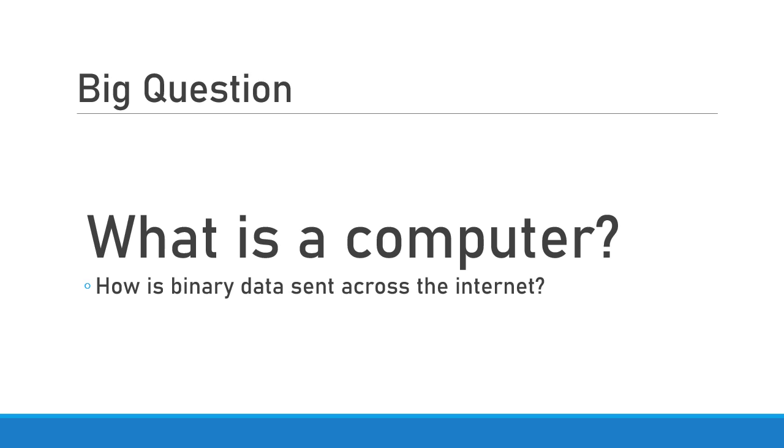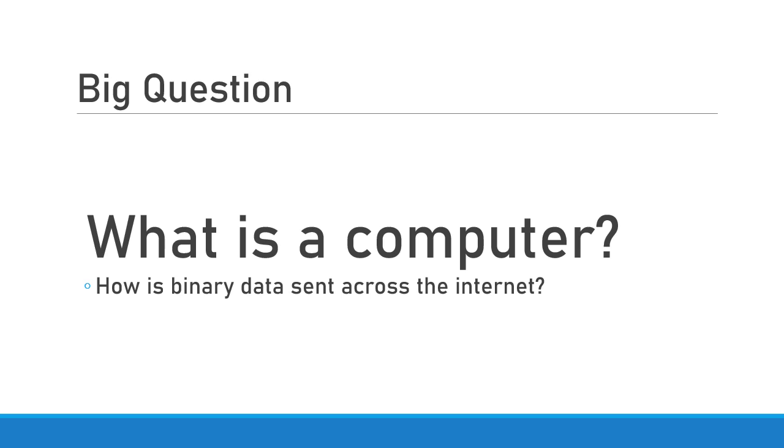Hi, Year 9. So let's start by revisiting something we've learned before. We know that all information or data on our computers, whether it's text, images, or sound, can be broken down into binary numbers. And it's these binary numbers that computers understand and use to process data. But have you ever wondered how this data actually gets from one device to another, especially when we're sending it across the internet? Today, we're going to answer the big question: how is binary data sent across the internet?